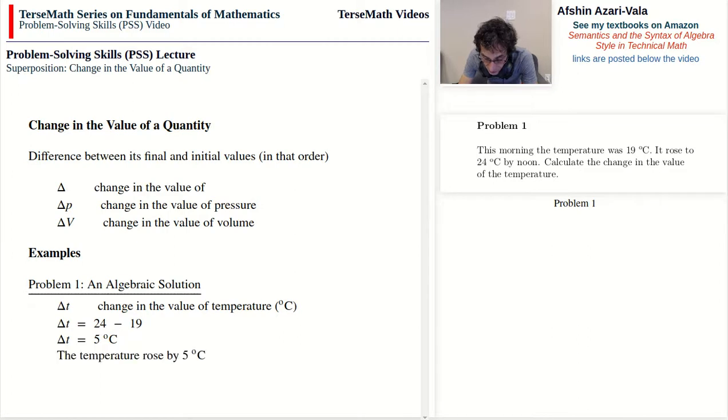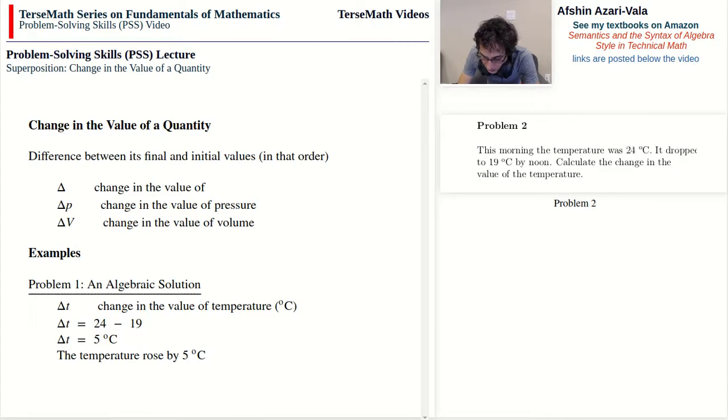Or the change in the value of temperature is 5 degrees Celsius. We can now have a closing statement: the temperature rose by 5 degrees Celsius. Of course, we say rose because 5 is positive. In the next problem, delta T will be negative, and that will indicate that we had a drop.